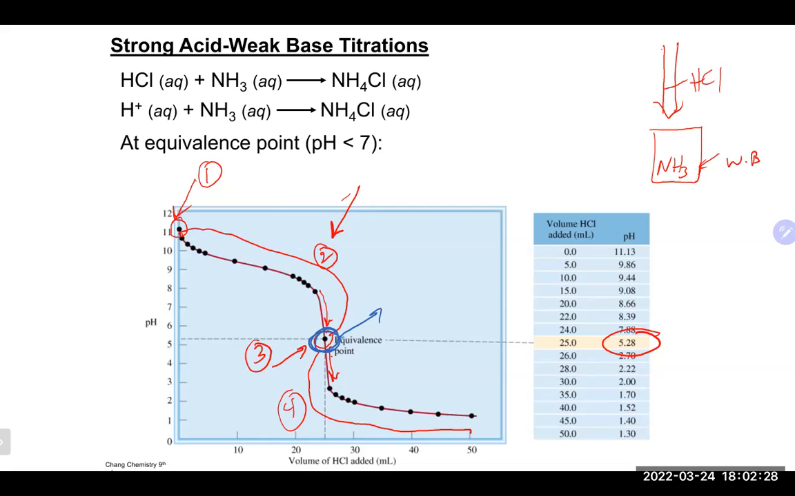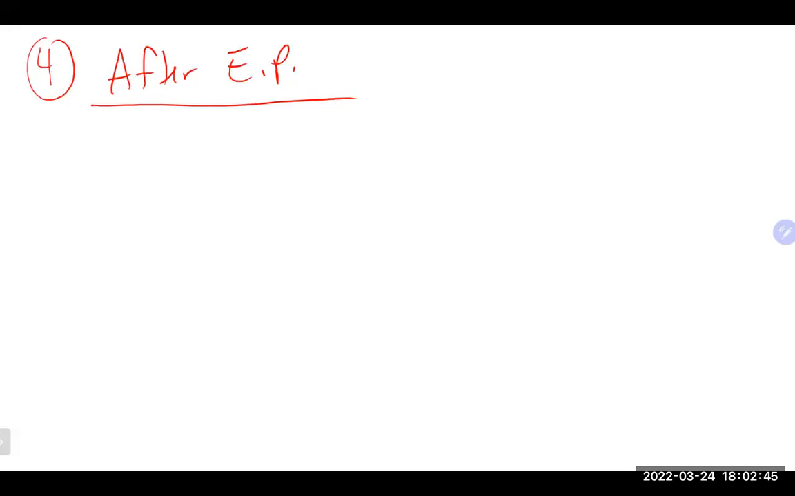So now we go past the equivalence point and we decide we're just going to keep adding acid at this point. And that takes us to really the fourth part here, which is obviously after the equivalence point. We're obviously going to still have our same reaction. We're obviously going to also do it in moles.